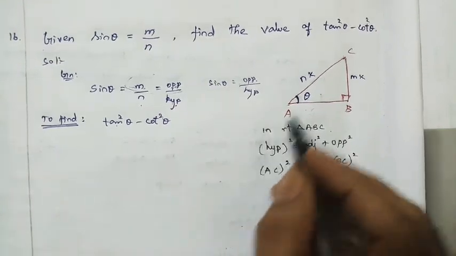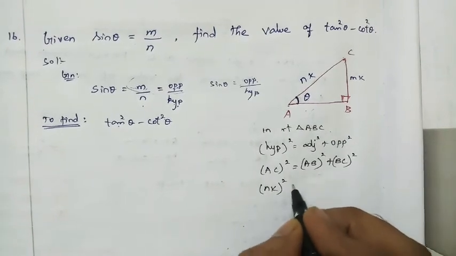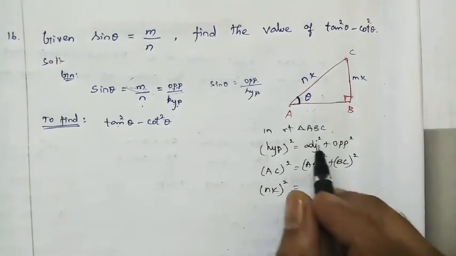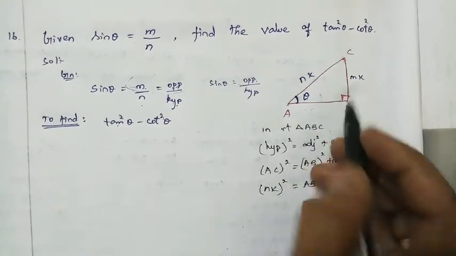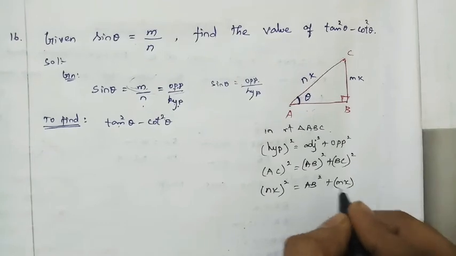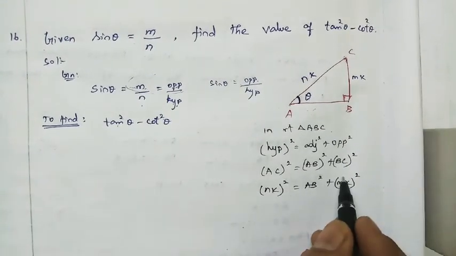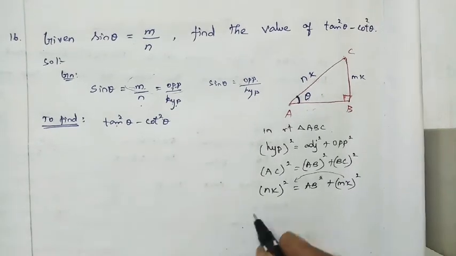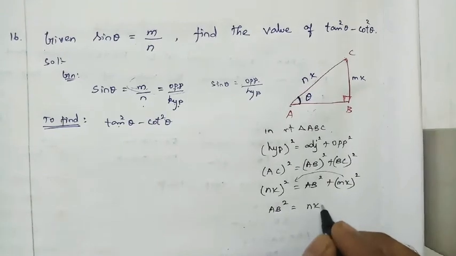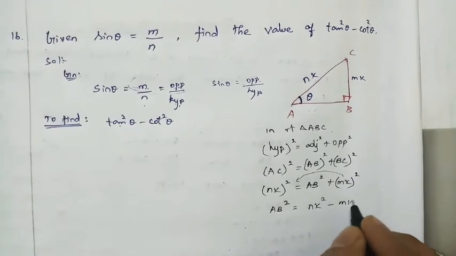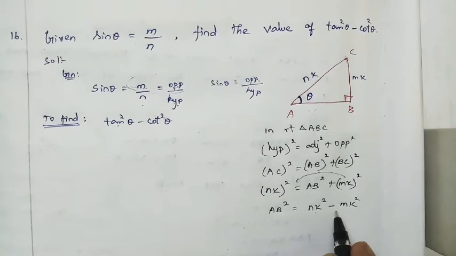What is the length of AC? AC is NK. So NK whole square is equal to AB square, which is what we want to find, so keep it as it is, plus BC square, which is MK whole square. Now bring the MK whole square to the LHS. Plus will become minus. So AB square is equal to NK square minus MK square.